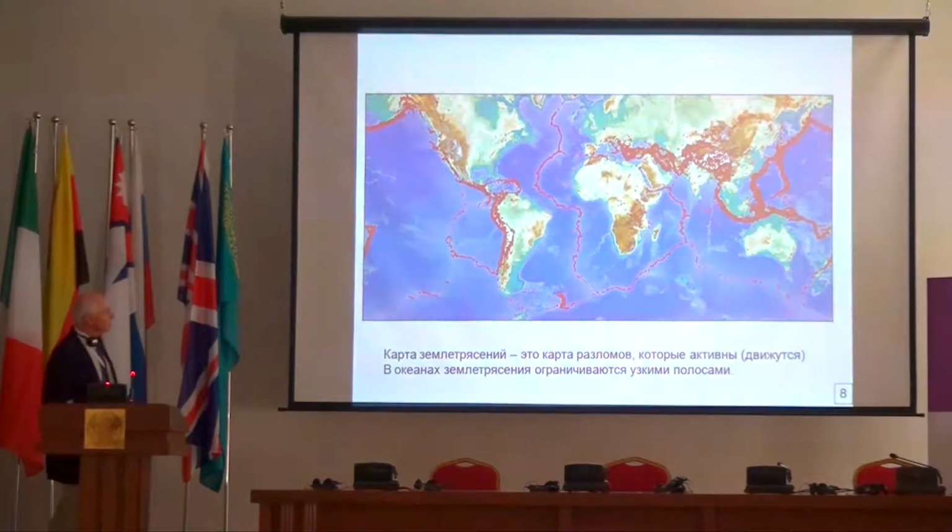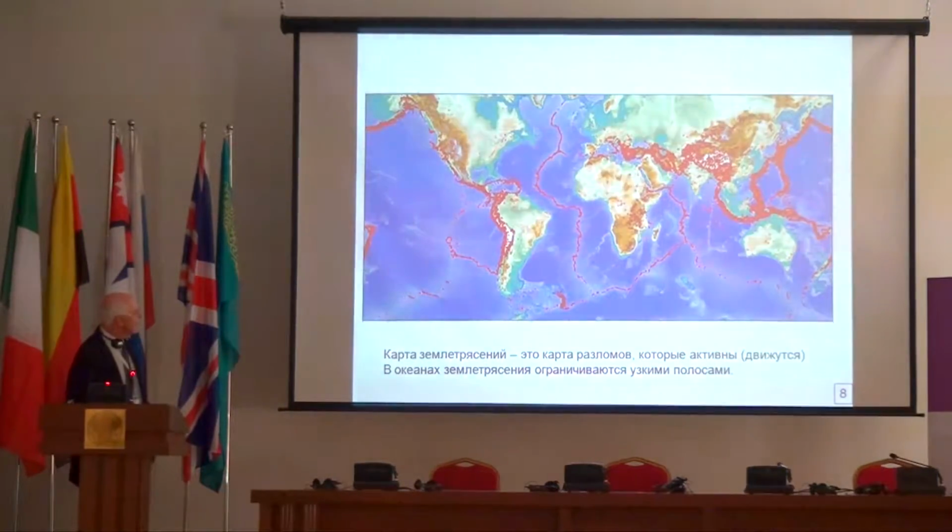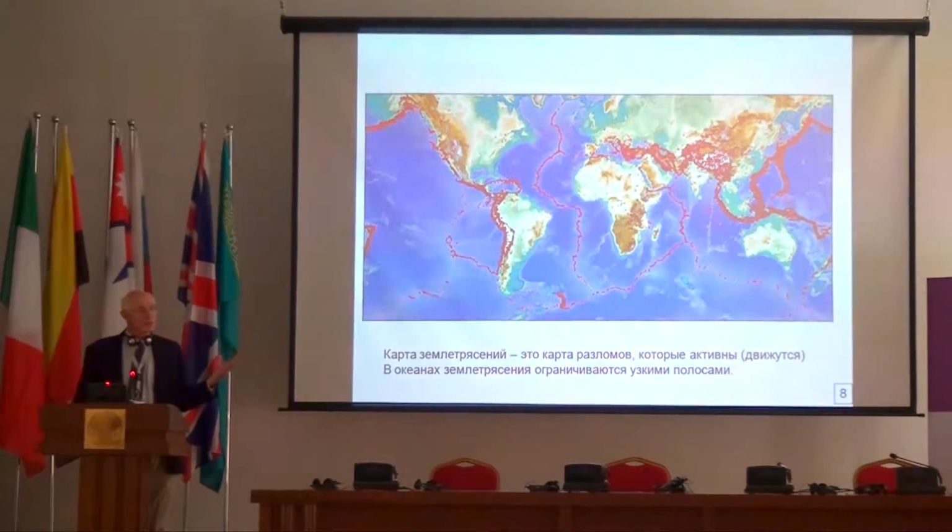This is a map of earthquakes in the world. The red circles are earthquakes, and a map of earthquakes is therefore a map of faults that are moving. Each earthquake represents a fault, and we need to find out about those faults.